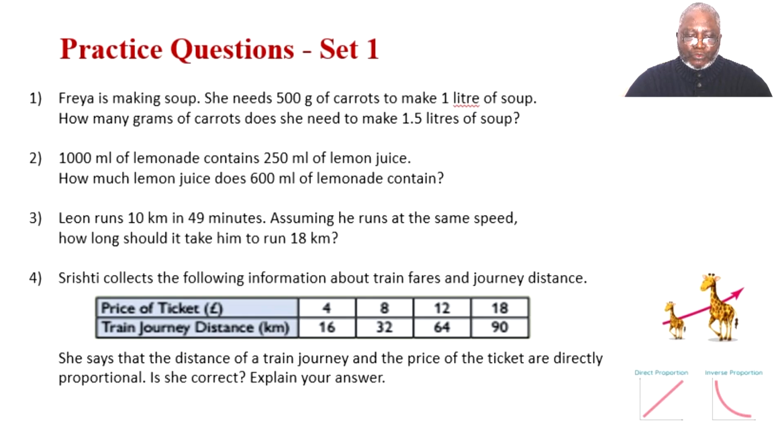Practice question, set 1. Freya is making soup. She needs 500 grams of carrots to make 1 liter of soup. How many grams of carrot does she need to make 1.5 liters of soup? Question 2. 1,000 ml of lemonade contains 250 ml of lemon juice. How much lemon juice does 600 ml of lemonade contain?